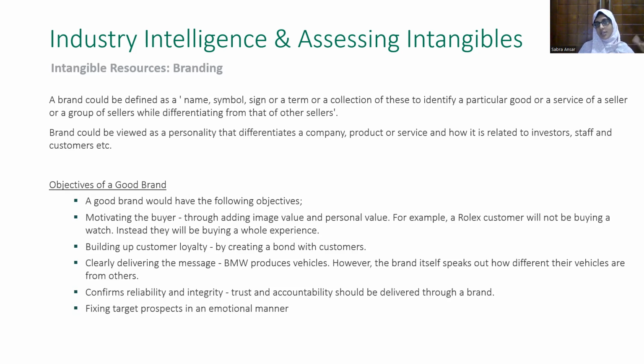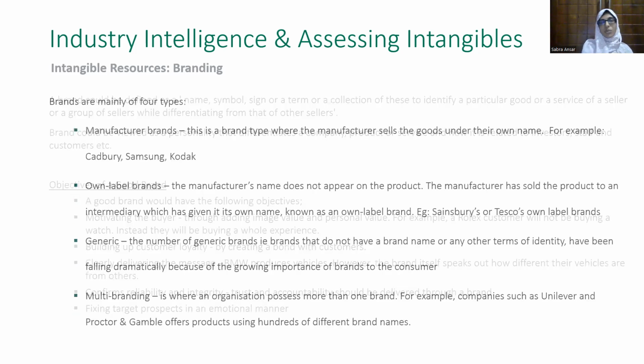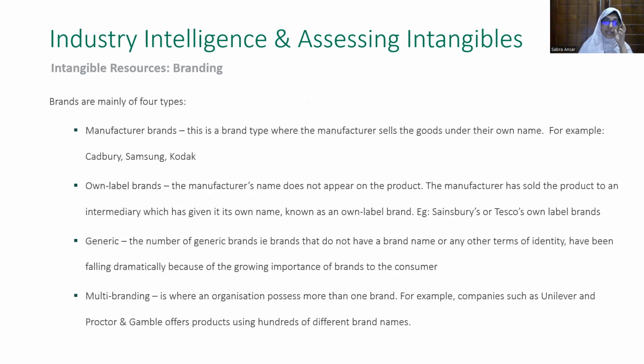You look at the sign and then you know what that shop is all about, right? So those are called branding based on a symbol or a name. Now, moving on, there are four main brands, as I told you. One is manufacturer's brand, the brand type where the manufacturer sells the good under their own name, like Cadbury, Samsung, Kodak. These are the name manufacturer brands.